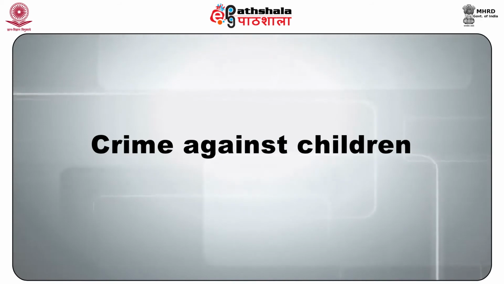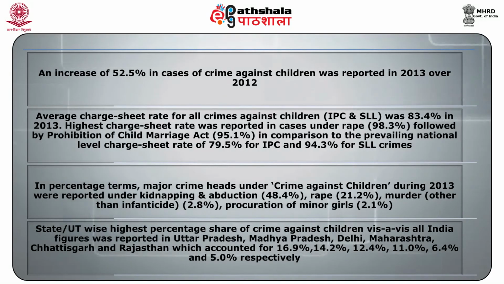Next is crime against children. An increase of 52.5% in cases of crime against children was reported in 2013 over 2012. The average charge sheet rate for all crimes against children, IPC and SLL, was 83.4% in 2013. The highest charge sheet rate was reported in cases under rape, 98.3%, followed by the Prohibition of Child Marriage Act, 95.1%, in comparison to the prevailing national level charge sheet rate of 79.5% for IPC and 94.3% for SLL crimes.